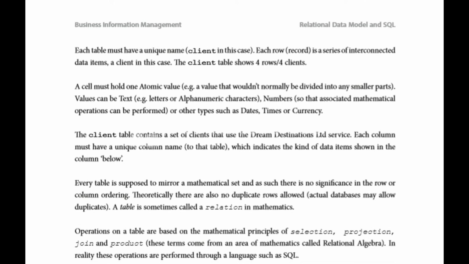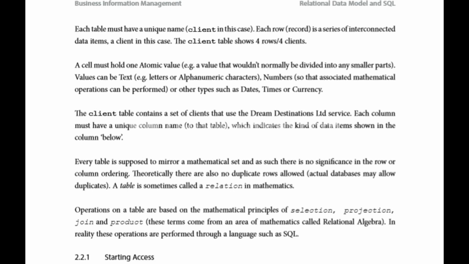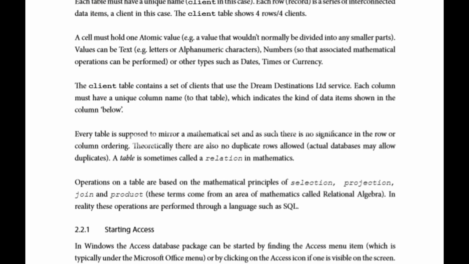A cell must hold one atomic value, for example, a value that won't normally be divided into any smaller parts. Values can be text, for example, letters or alphanumeric characters, numbers, so that associated mathematical operations can be performed, or other types such as dates, times, or currency. The client table contains a set of clients that use the Dream Destination Limited services.